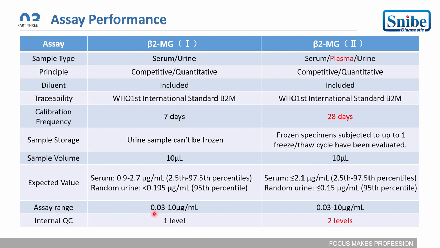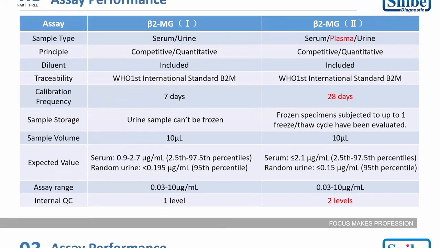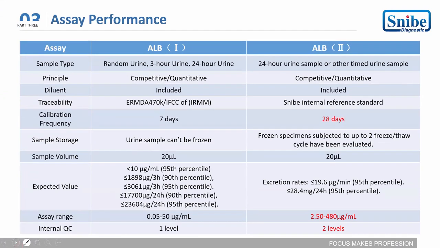So the assay range is between 0.03 to 10, which is the same in the second generation, but we have an edge of at least 2 levels of QC verification free of cost from the beta-2 microglobulin second generation platform of the SNIBE Maglumi assays. So this is an edge we have in the second generation as compared to the first generation assay. So if we talk about the albumin, we have both first generation and second generation.